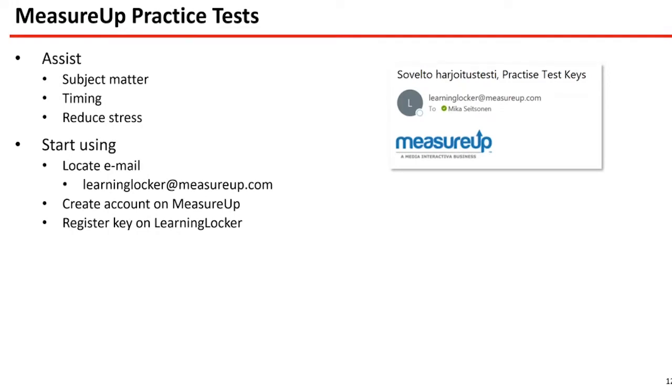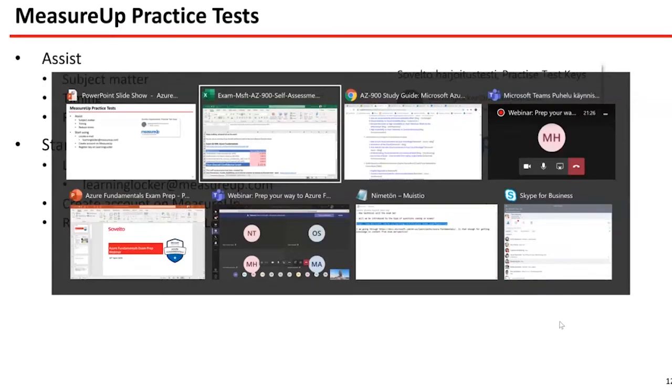And when you activate the Measure Up practice test, you can use it as many times as you want for this AZ-900 for 180 days. So it's half a year valid and as many times as you want to use it. It's really good and I recommend it to you definitely. I will show you how the practice test works.